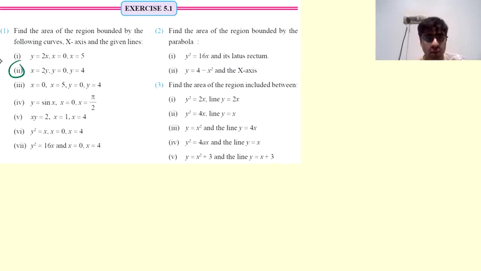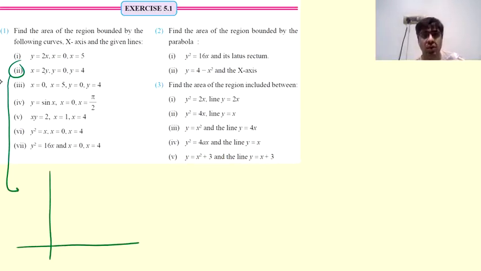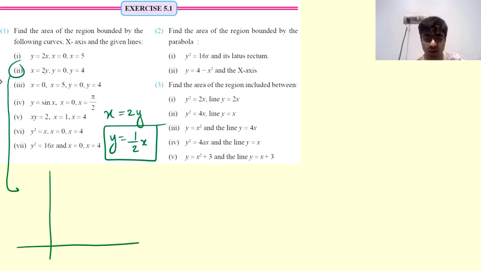Let's move on with the second one. Here the curve is x equal to 2y, and you need the area under the curve between the lines y equal to 0 and y equal to 4. So x equal to 2y would again be a straight line, but this time if you just rearrange that equation x equal to 2y, you can say that y will be equal to 1 upon 2 into x. So this will again be a straight line passing through the origin, but the slope this time will be equal to half. So the straight line is going to look like this.